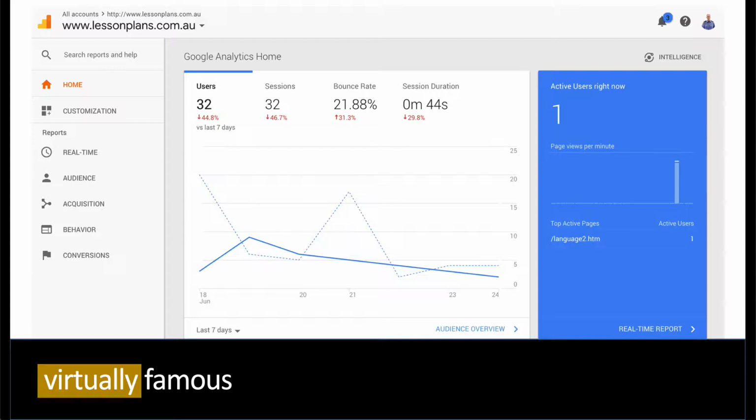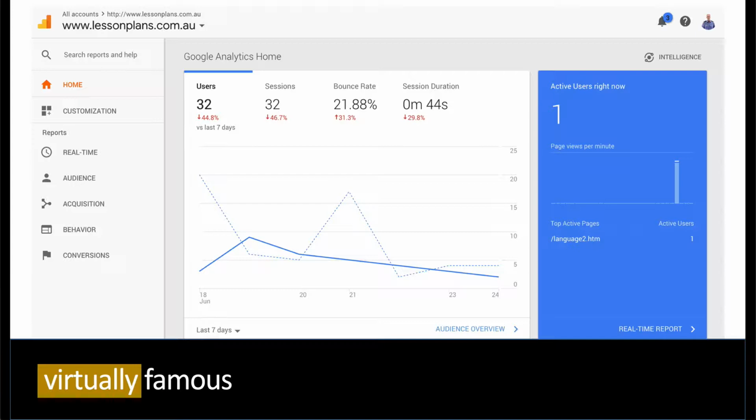So, it bounces around. And the key element here is that as soon as I log into analytics, I can see over the last 7 days that 32 people came to the website, which is 44% down on the previous week. So the previous week there was roughly 60 visitors, and the bounce rate is 21%. So that means that roughly 80% of people actually stayed and looked at more than one page. Now, average session duration is 44 seconds, so about a minute. Now that's quite short, and that can grow depending on the time of year out to several minutes.